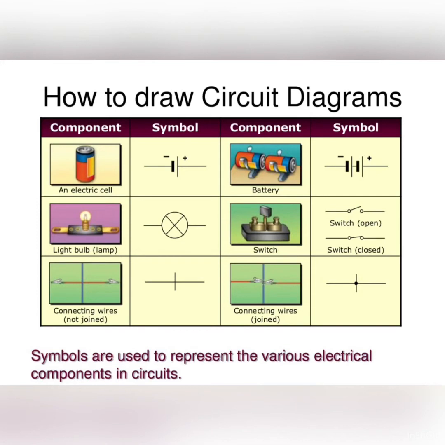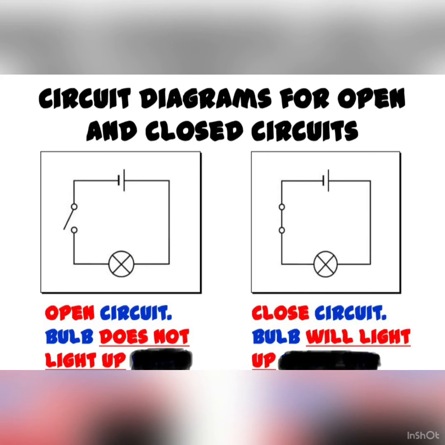Now we will learn how to draw circuit diagrams. To draw a circuit diagram, symbols are needed. Here you can see open and closed circuits. In an open circuit, the switch is in the off position, and in a closed circuit, the switch is in the on position and the bulb will glow.